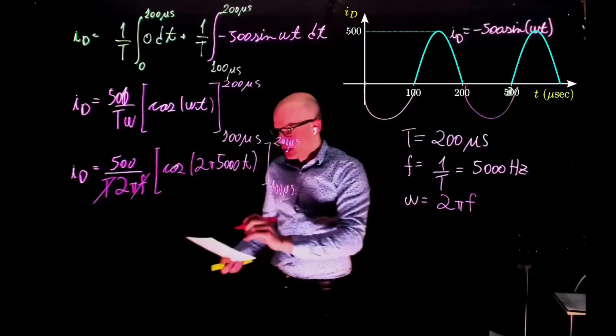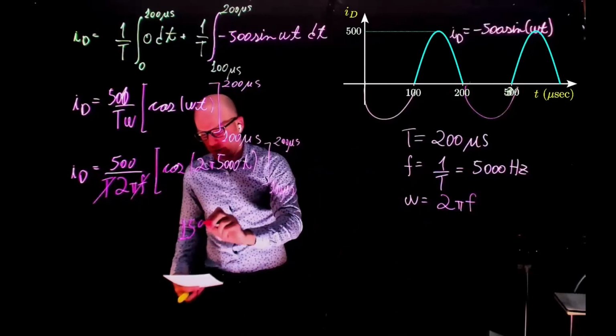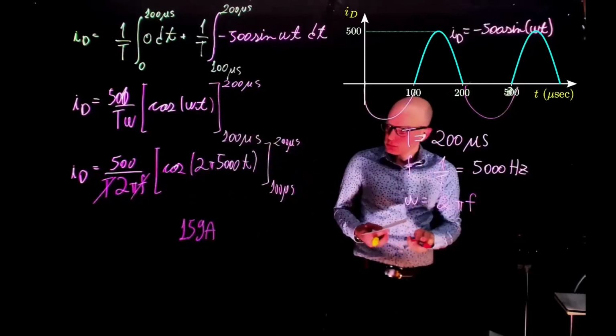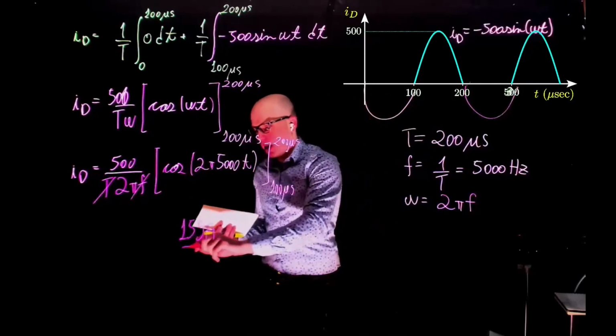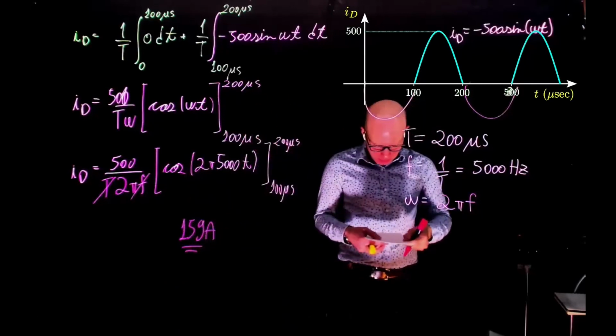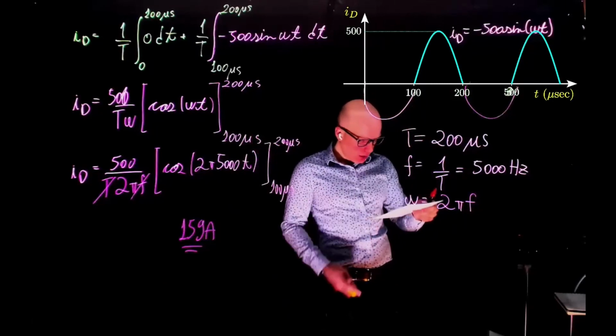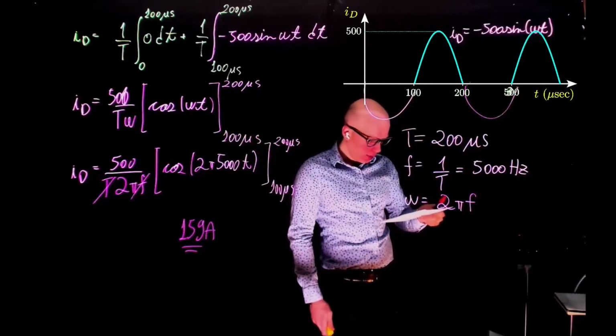I'll give you the answer here. This is going to be 159 amps. Okay, that's the average current through the diode.